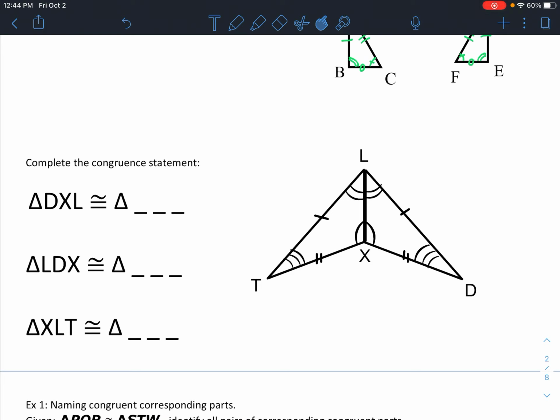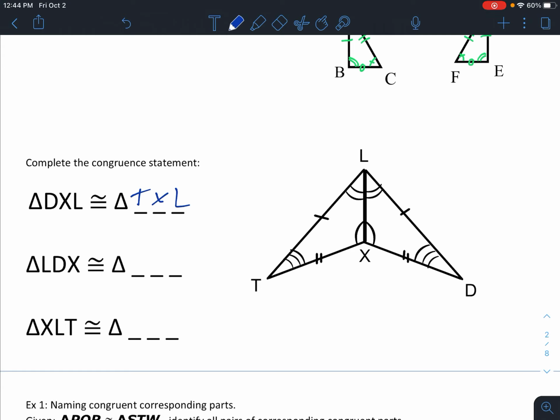You can write a congruent statement in any order that you want. So here's an example of 2 congruent triangles that we're going to change the order around. So DXL is congruent to what? Well, D goes with T, X in the right triangle goes with X in the left triangle, and L in the right triangle goes with L in the left triangle. So DXL is congruent to TXL.